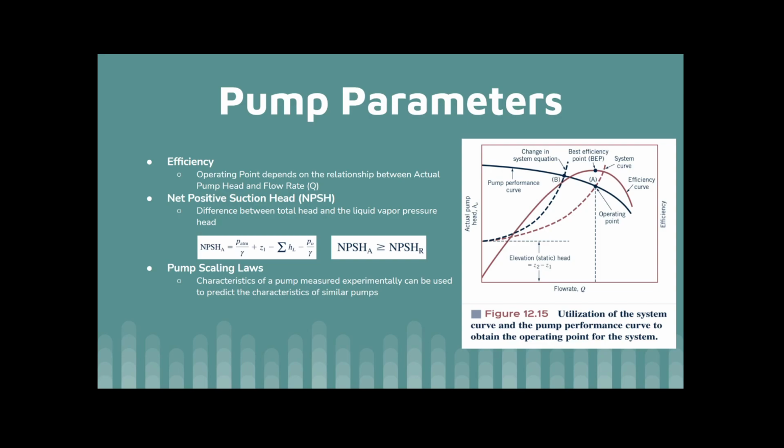Net positive suction head is the difference between total head and the liquid vapor pressure head. Underneath that, you can see the calculation for that. There are two types, actual and required. The NPSH actual is useful for determining how high above a fluid surface the pump can be placed before dropping below the NPSH required. The required threshold shows when cavitation can occur, which will then decrease efficiency and increase wear in the long term.